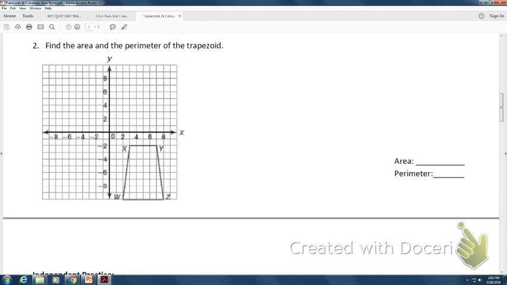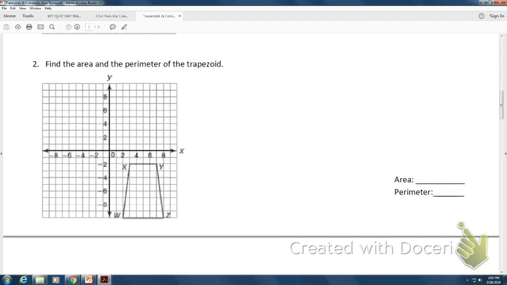Okay, area and perimeter of the trapezoid. Same thing. What is the length of XY? 4. What is the length of WZ? Okay, how can we find YZ and XW? Pythagorean theorem. Drop a height.